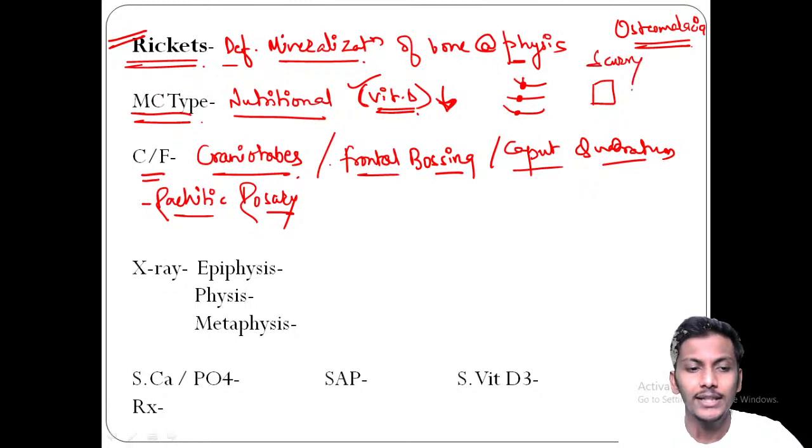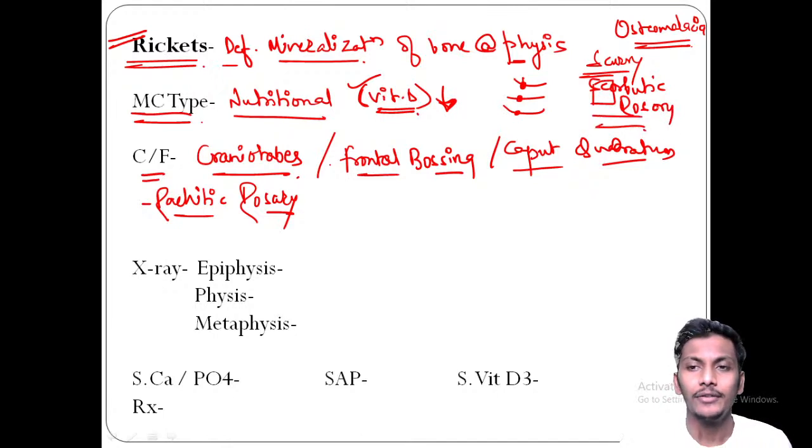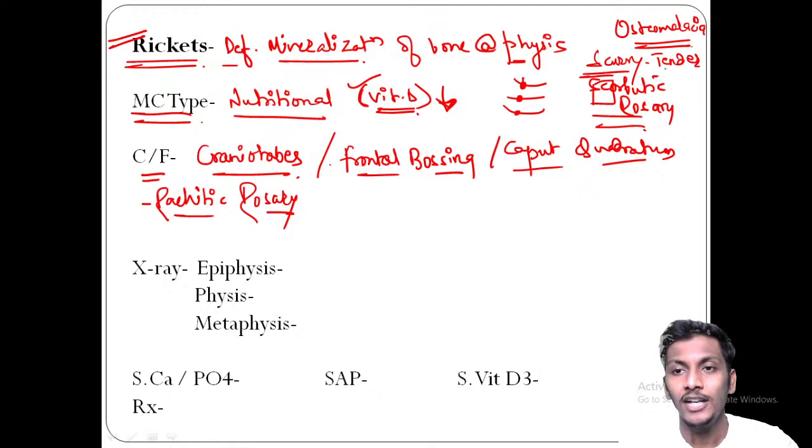So how do we differentiate between scurvy and rachitic rosary? In scurvy, it is known as a scorbutic rosary, whereas in rickets we see the rachitic rosary. What is the important difference? Please remember, in scurvy the scorbutic rosary is tender, that is, painful, it is sharp, and it is angulated.